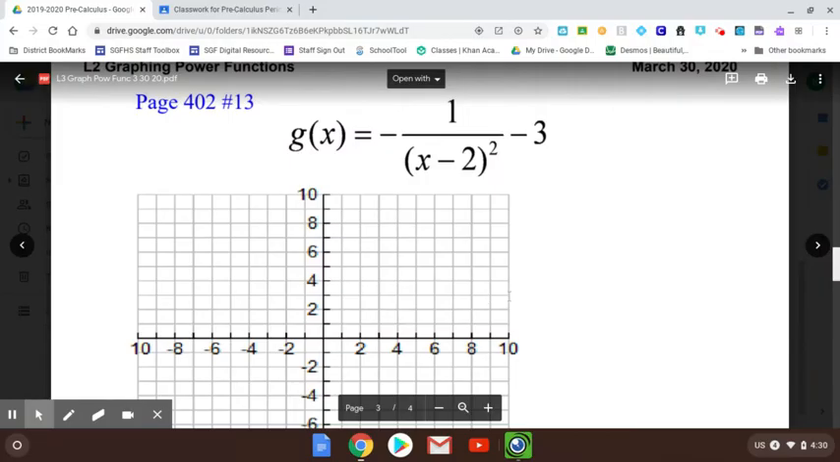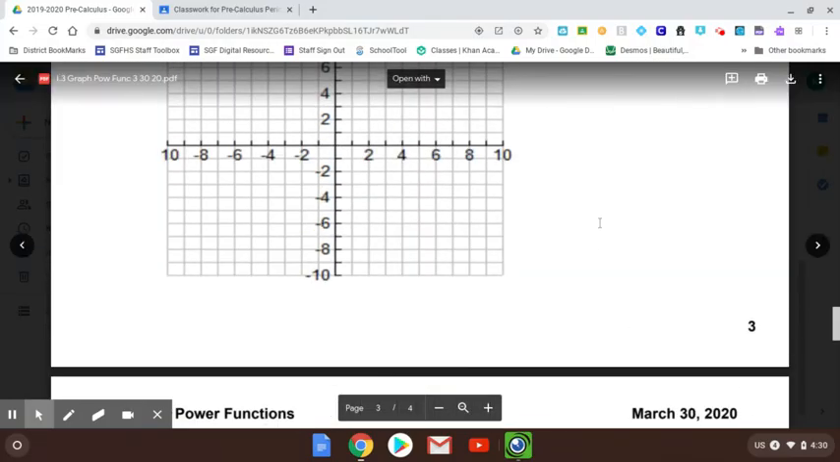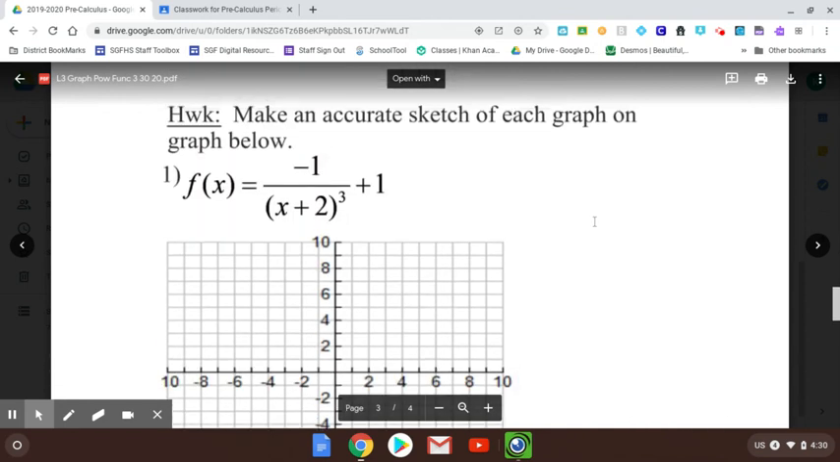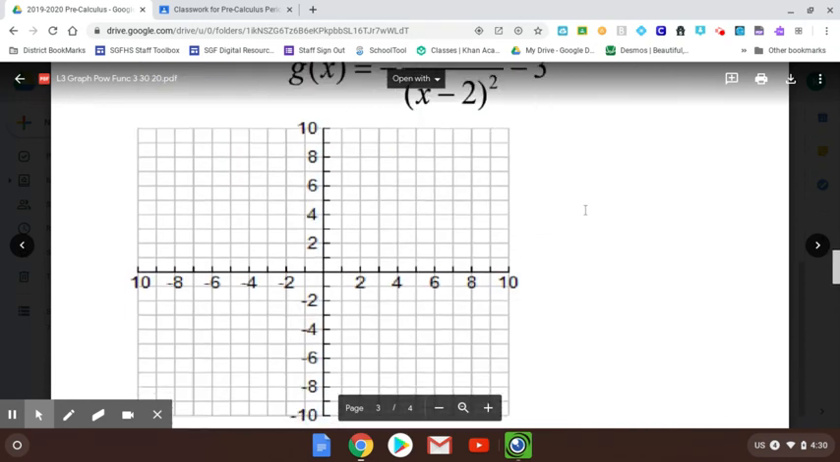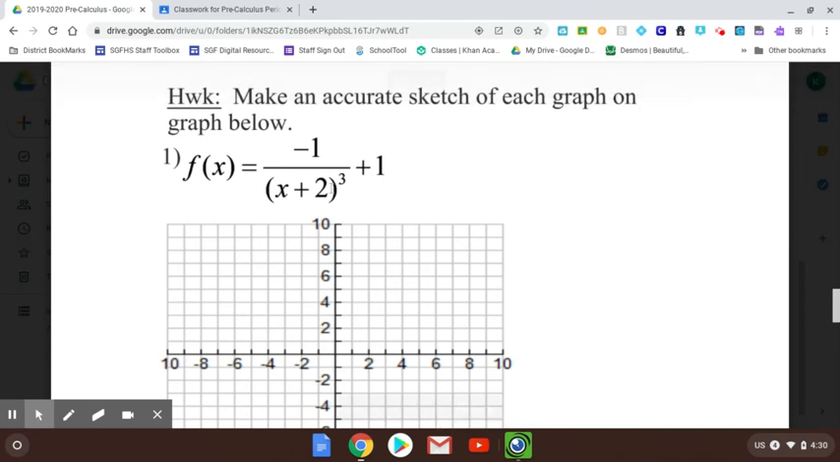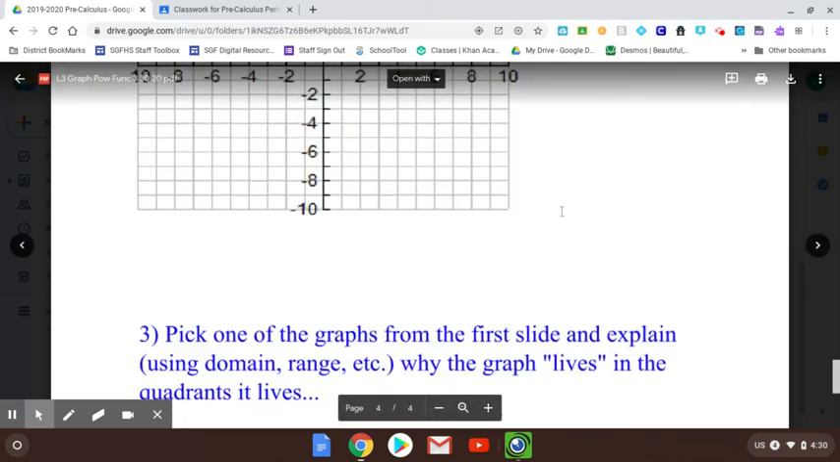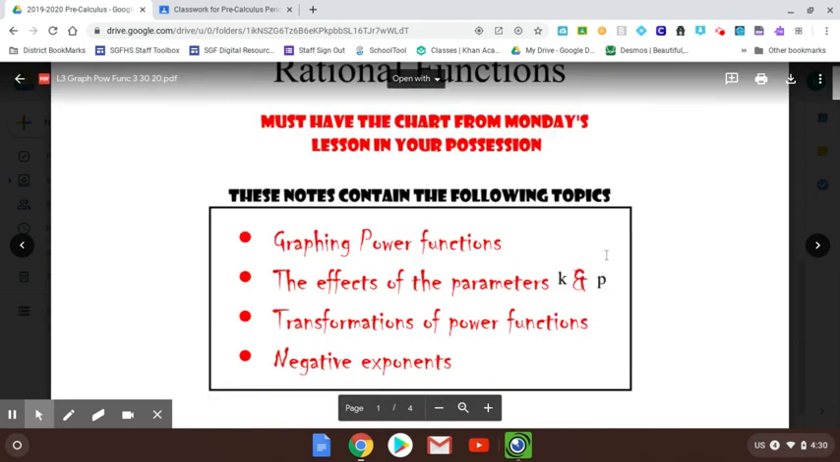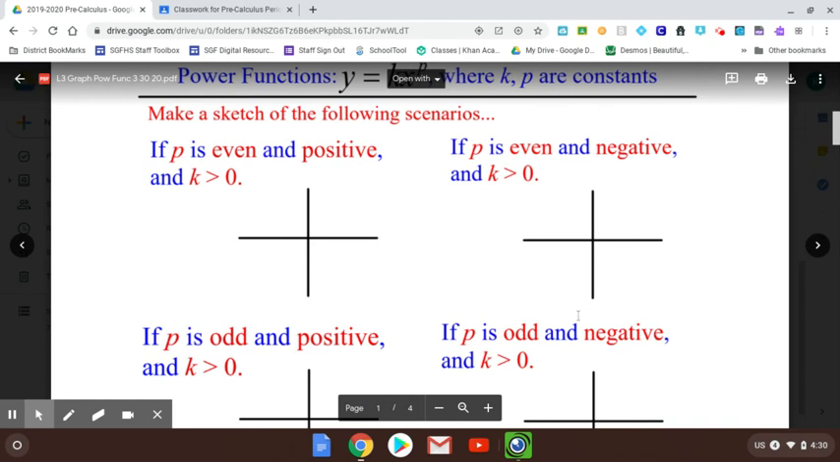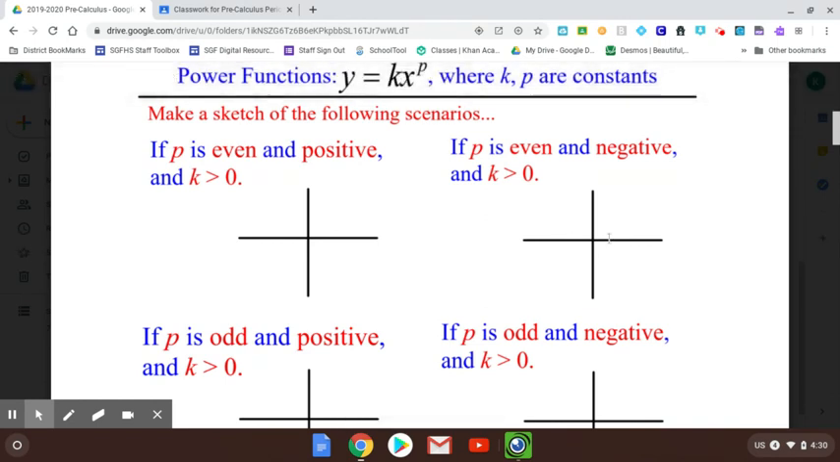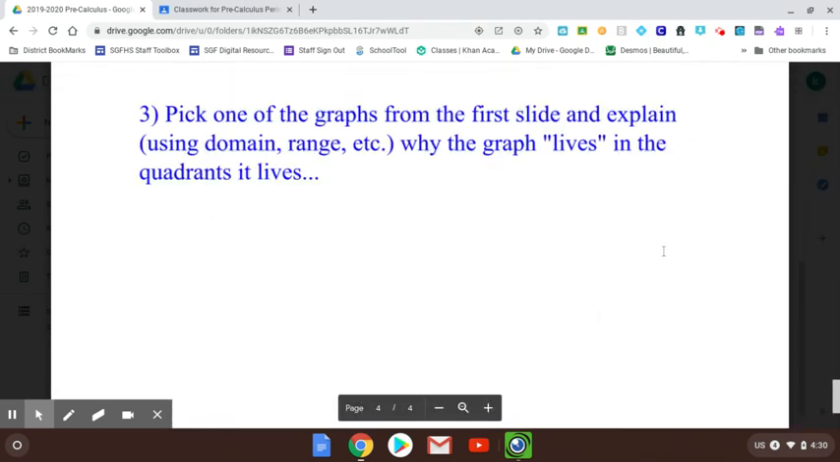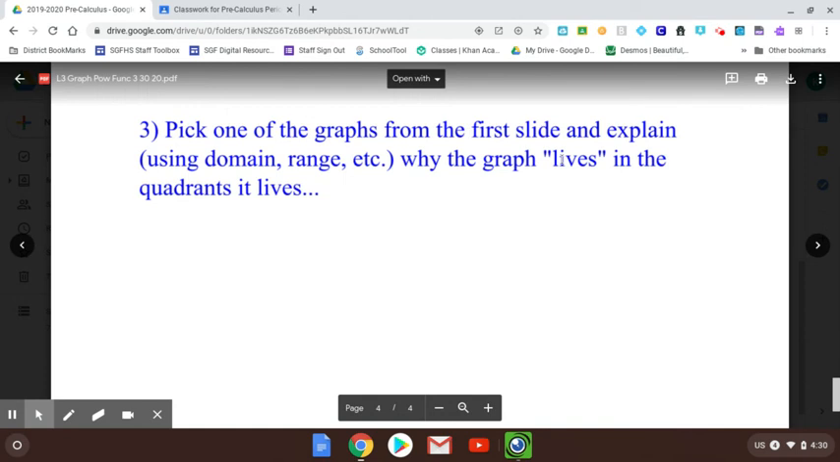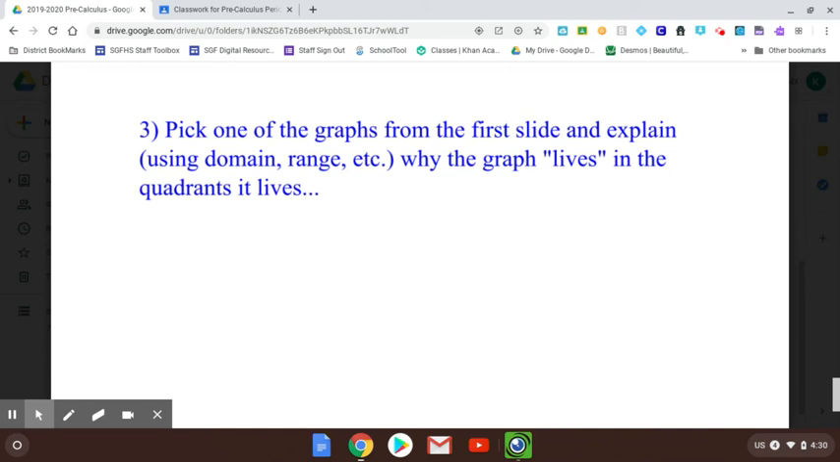All right. Do we have any more examples here? I don't know if I should do another one because I am boring myself. There's homework on here. So you guys can try these homework problems 1, 2, and 3. It's really only two problems. The third one just says pick one of the graphs from the first slide. The very first slide was this one right here. So pick one of the graphs from the first slide and tell me why it lives in the quadrant that it lives. Signing off.